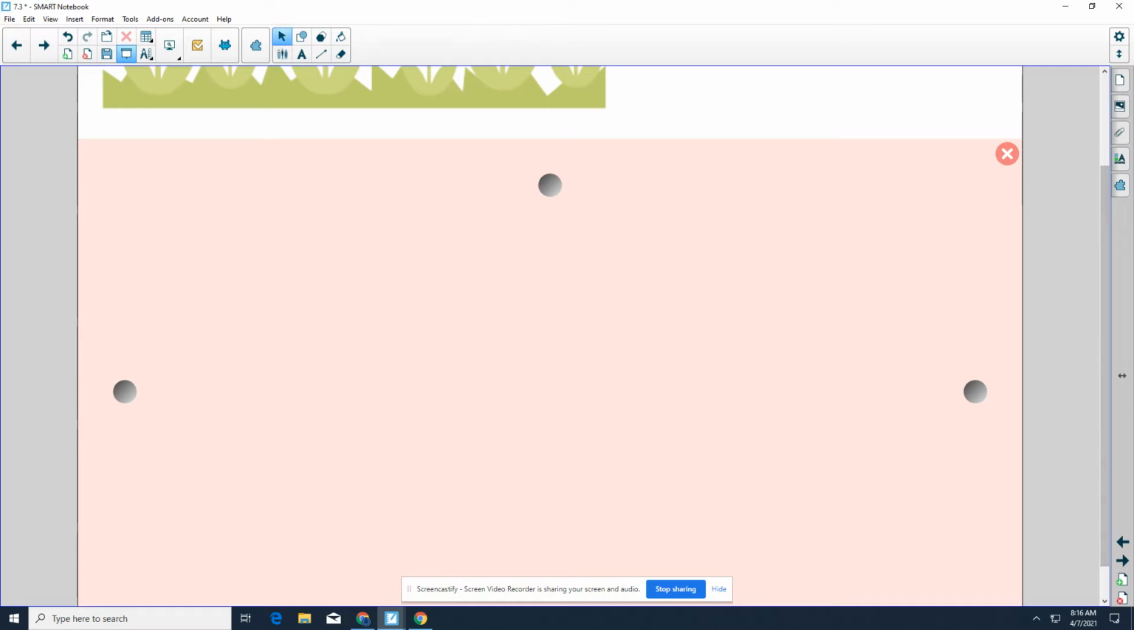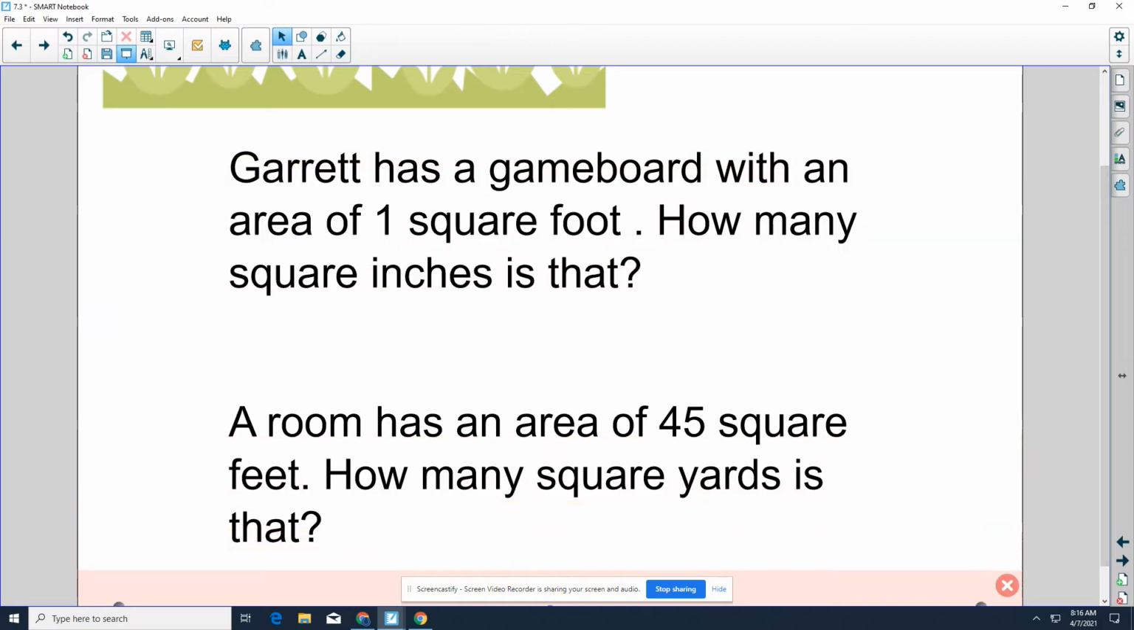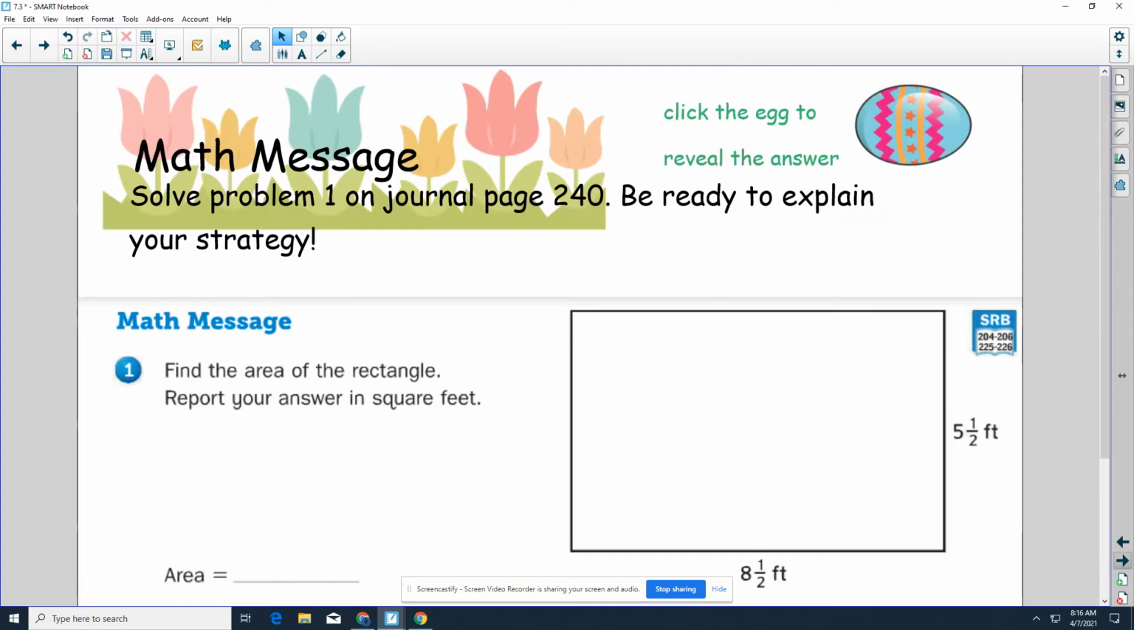And our last one's here. Garrett has a game board with an area of 1 square foot. How many square inches is that? So you can solve that one. And then a room has an area of 45 square feet. How many square yards is that? So you can do both of those calculations there.